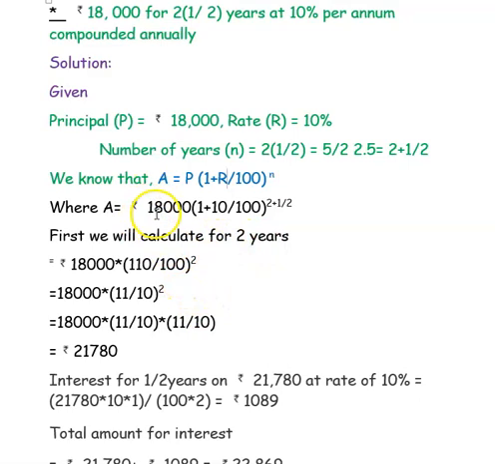So we can write it like this. Amount, that is 18,000 into (1 plus R, which is 10%, divided by 100) to the whole power n. We can split it as 2 plus half. So first we will calculate for 2 years, then we will calculate for that half year. First, we take n equal to 2. So 18,000 into (110 divided by 100) the whole square. After simplifying this, you will get the amount as 21,780. So this is the amount for 2 years.